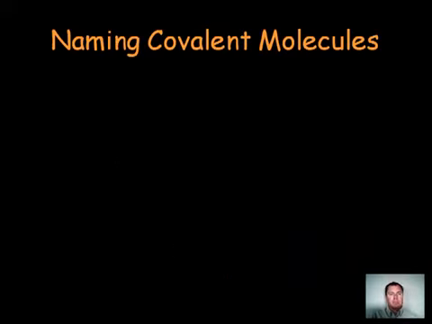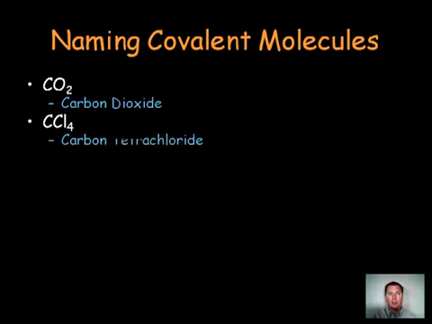Okay, let's try some examples here. Let's start with the one we already know. Carbon dioxide, CO2. Carbon is only one subscript, so we don't need to put a prefix in front of it. But the second word always gets a prefix and the ending's changed to ide. How about this one? CCl4. Same thing. Only one of your first element, so it's carbon, and our prefix for 4 is tetra, so carbon tetrachloride.